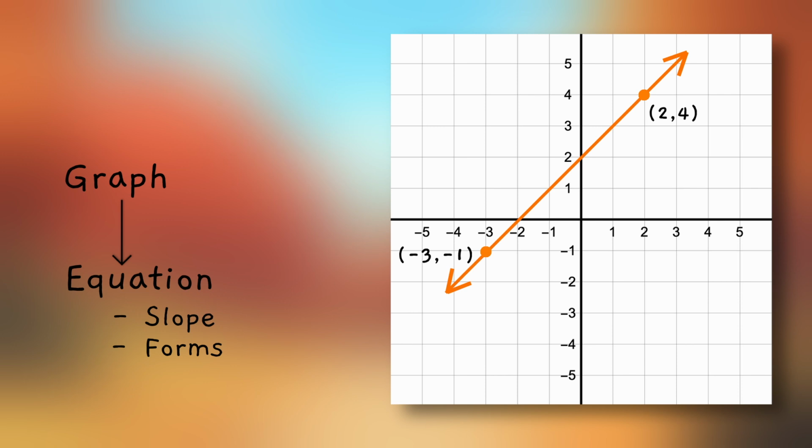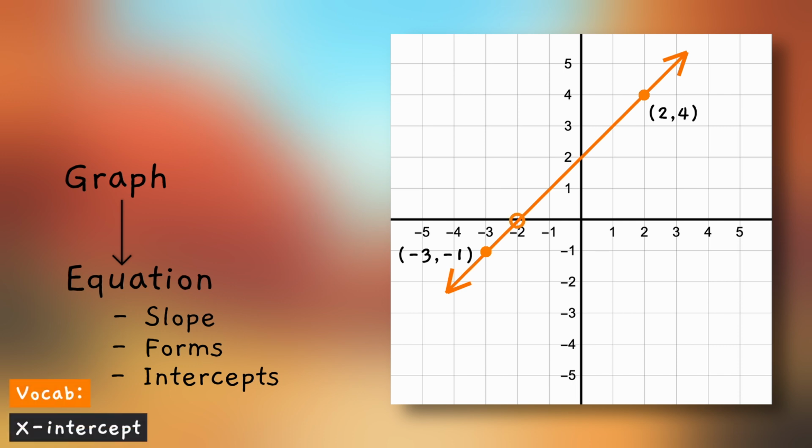But to find its equation, you're going to learn about things like the slope. You're going to learn about different forms. You're going to learn about specific points called intercepts. An intercept is where the line crosses one of the axes. The point where the line crosses the x-axis is called the x-intercept. And the point where the line crosses the y-axis is called the y-intercept. So you're going to learn about those as well, because where the line crosses the axes are 2 points that really help you write down the equation, and you'll see that soon.